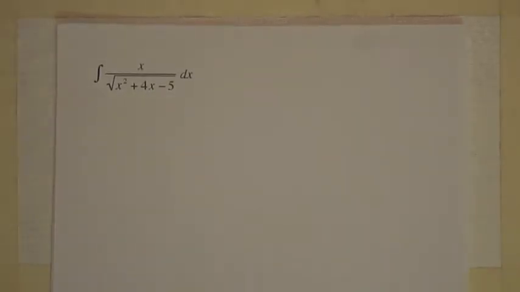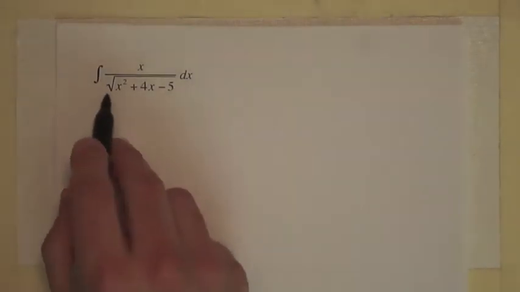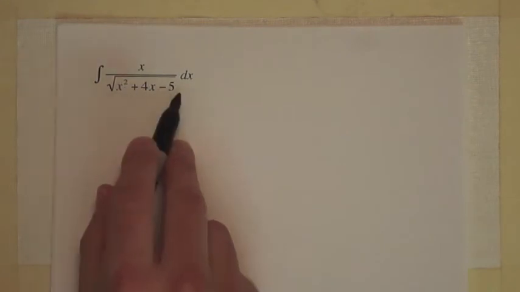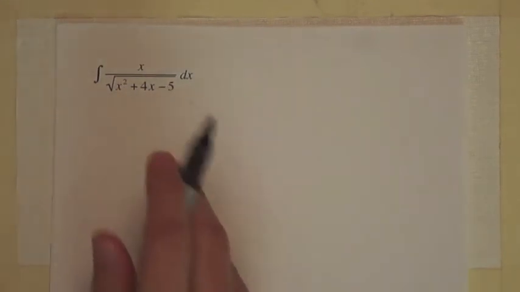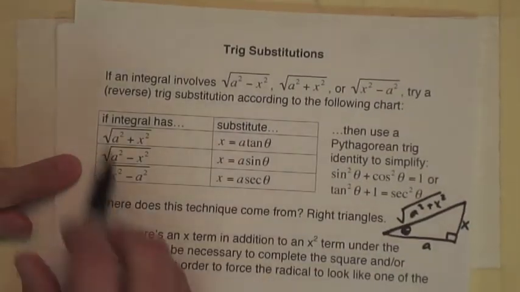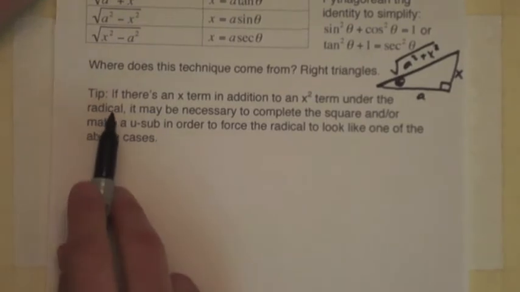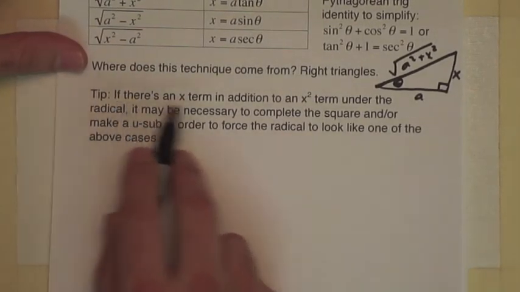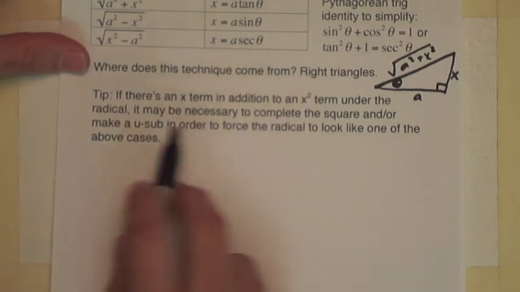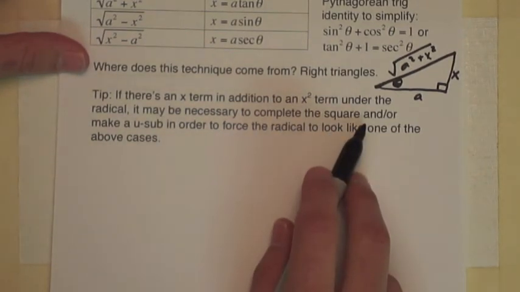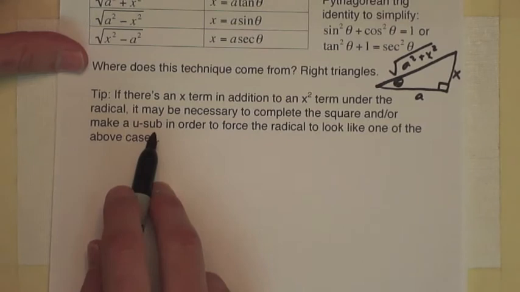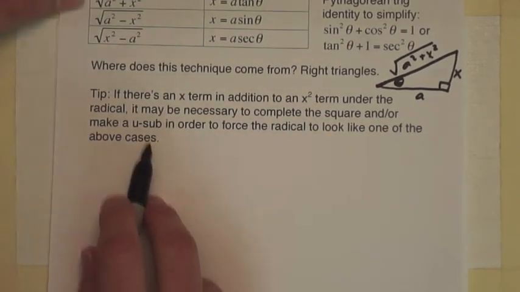Let's do one more example of an integral involving a trig substitution. You know this integral involves a trig substitution because it has a square root with an x squared and some other junk under the radical. The problem is that it doesn't look exactly like one of these cases. So this is where this little caveat comes in, where it says if there's an x term in addition to an x squared term, you have to do some algebra, like completing the square or making a u substitution to force the radical to look like one of these cases.